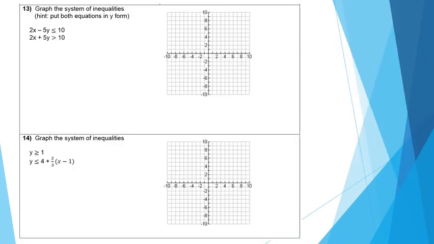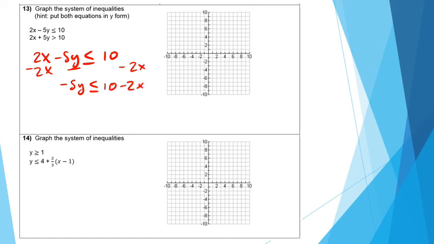So I need to put these equations into slope-intercept form to solve them and to graph them. So to start off, I have 2x minus 5y is less than or equal to 10. So setting that up, I want to isolate y. So I'm going to subtract 2x from each side. So I have -5y is less than or equal to 10 minus 2x. I'm going to divide all pieces by -5. So y, and I must flip my inequality because I'm dividing by a negative, is greater than or equal to -2 plus 2/5 x. So I'm going to graph that.